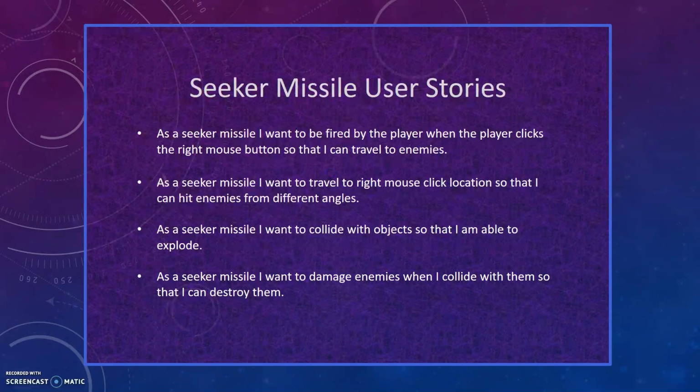Now let's go over the Seeker missile user stories. I'll go over all of the UML after I finish the weapons. As a Seeker missile, I want to be fired by the player when the player clicks the right mouse button so that I can travel to enemies. As a Seeker missile, I want to travel to right mouse click locations so that I can hit enemies from different angles. As a Seeker missile, I want to collide with objects so that I am able to explode. As a Seeker missile, I want to damage enemies when I collide with them so that I can destroy them.